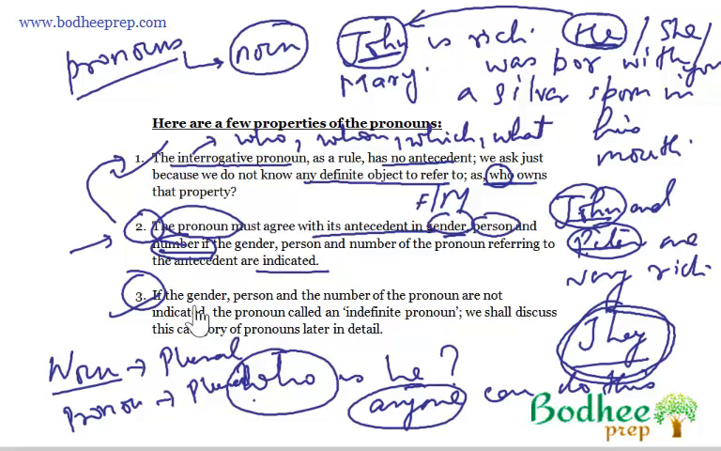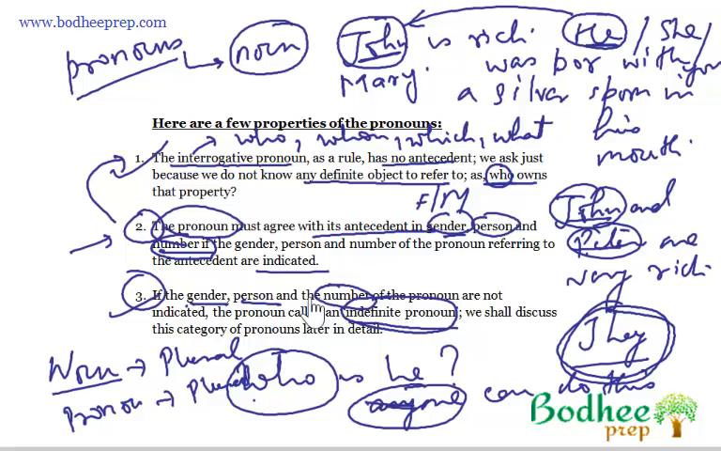So here in the case of anyone, we don't know the gender of the person. We don't know whether it is first person, second person, or third person, and also the number of the pronoun, in the sense that we don't know whether it is one or two or three people, right? So if the gender, person, and the number of the pronoun are not indicated, then we call these pronouns indefinite pronouns. We always keep the indefinite pronoun as singular because we don't know the exact number, right?